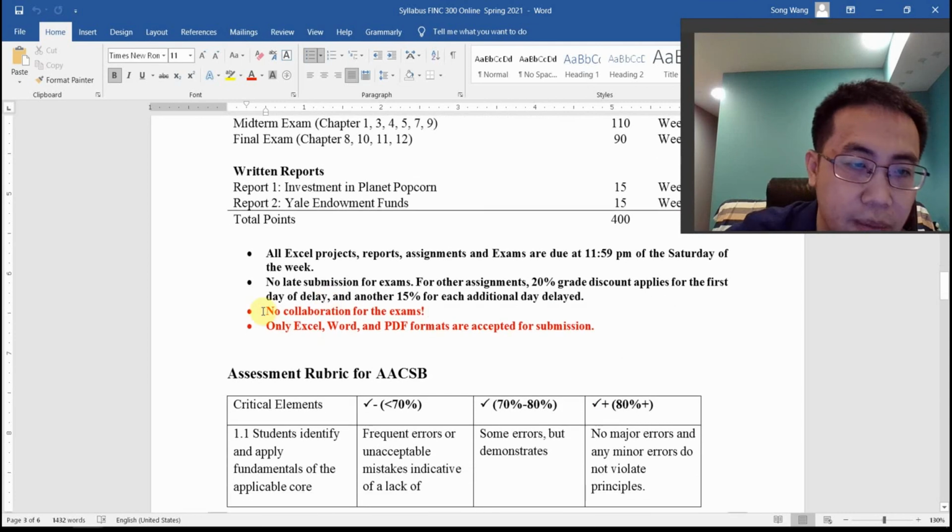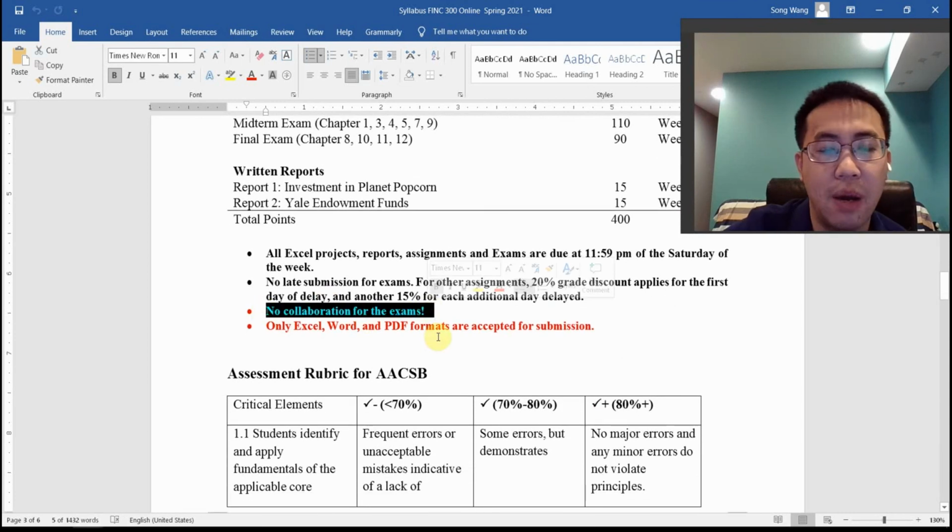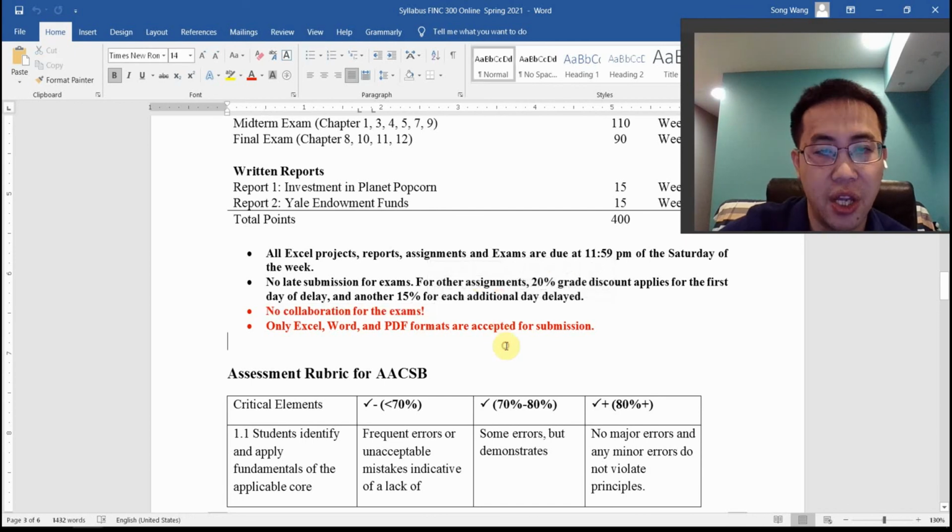And here's something really important. No collaboration is allowed for exams. If you work with each other, or if you use the exam from a previous semester, I have some technique to detect whether you have done that, and if I have solid evidence against you, that's not very pleasant, and there could be a consequence.